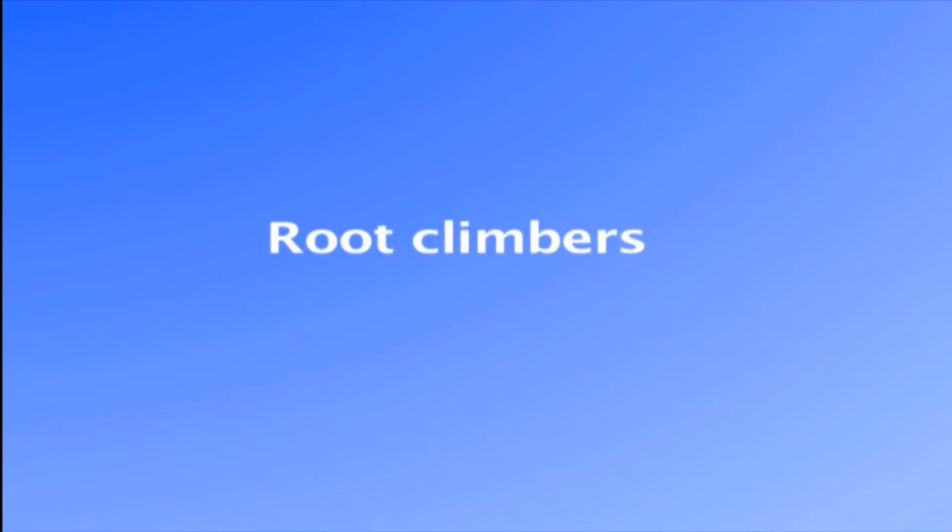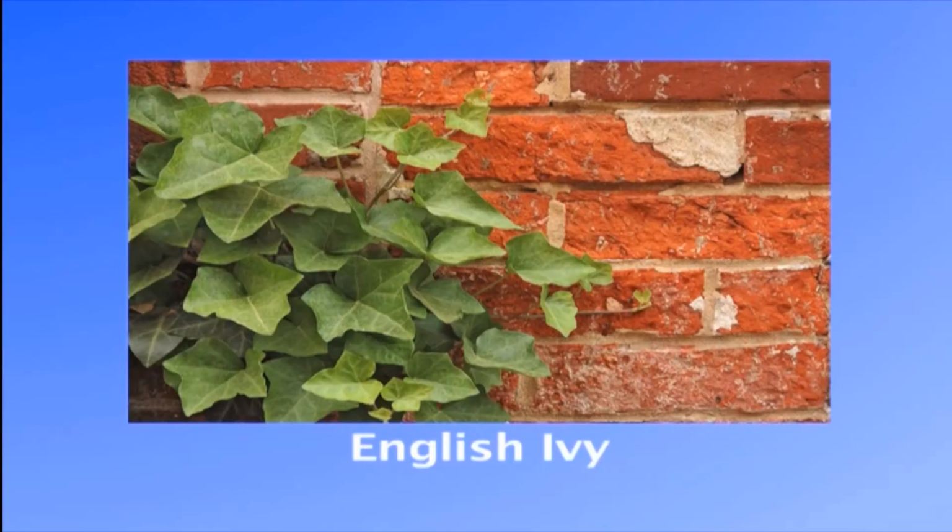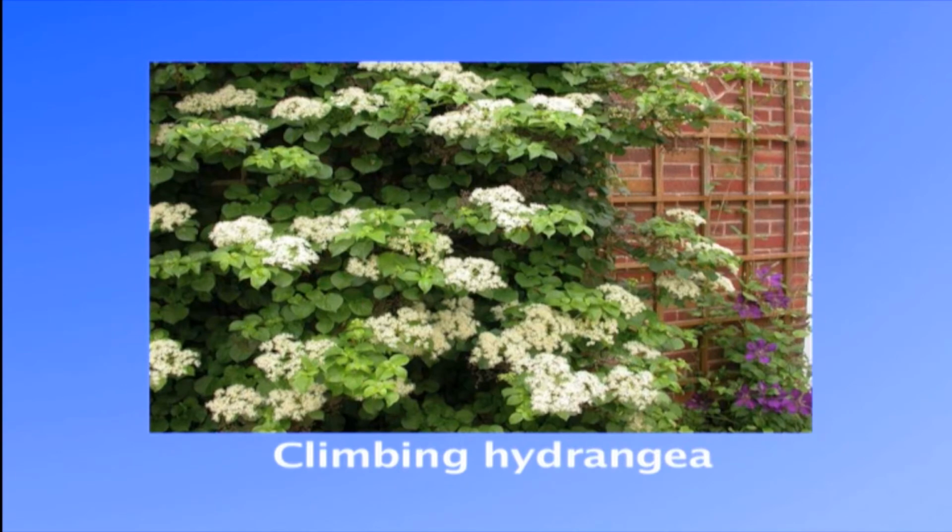And the type are the root climbers. The long stems of these plants form adventitious roots which help them to climb another plant or object. Examples are English ivy and climbing hydrangea. Sometimes the lianas do not interact with host plants and thus do not have a climbing habit. These plants then trail or creep on the ground.